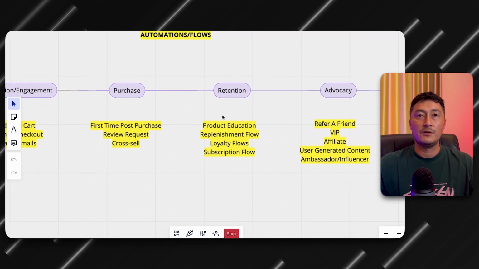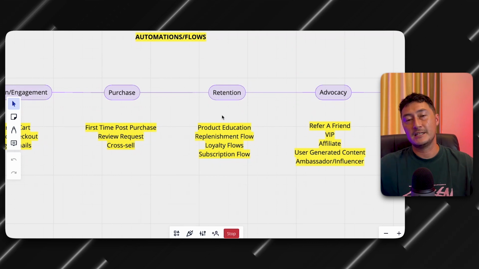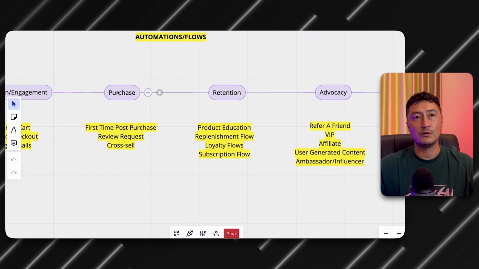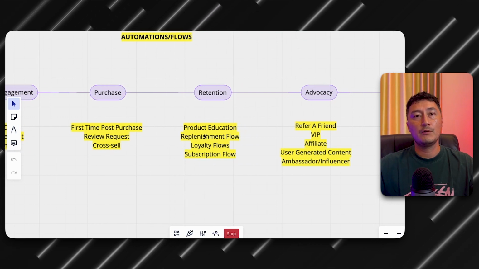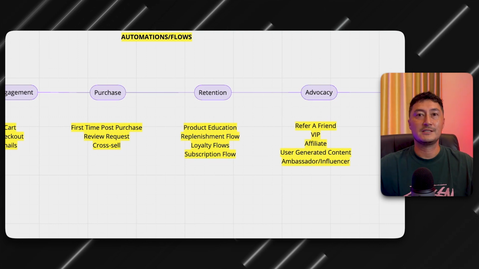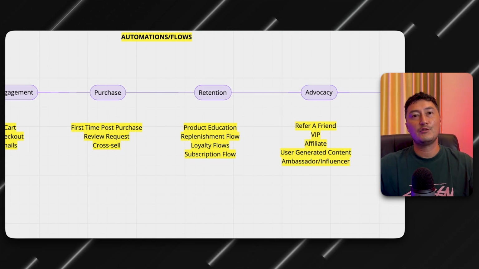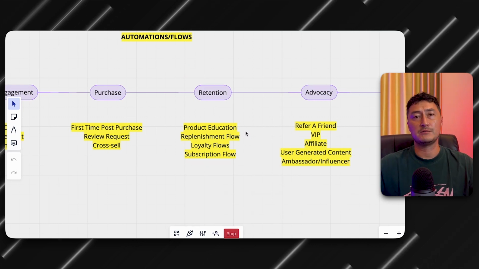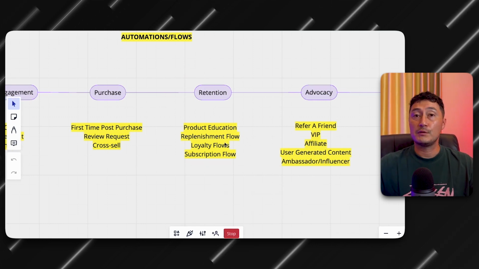Retention. So after somebody's bought, how are we going to retain them? How are we going to try and get them to come back? And this can also be put into your post-purchase flow, but we want product education, also known as product activation, product adoption, habit formation, but we just want to educate them on the product, how to use it, how to get the best results out of it. Then we have replenishment flows.